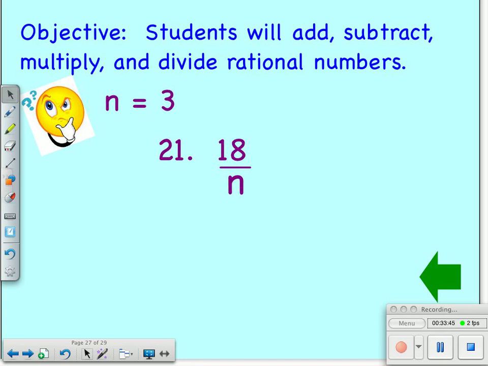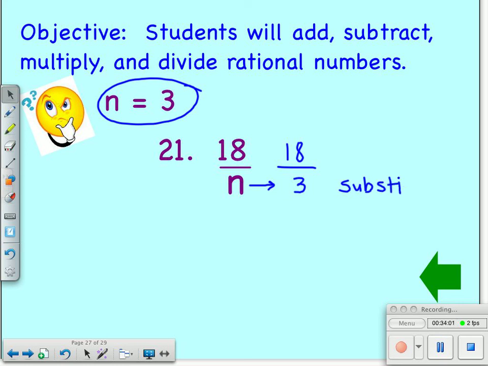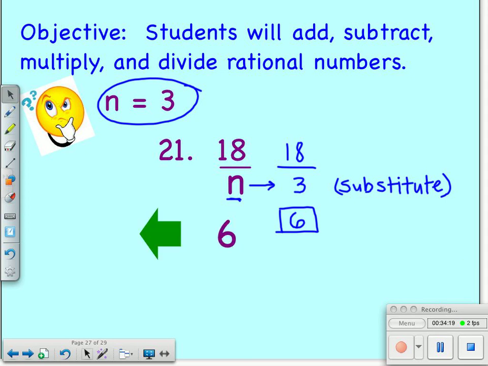18 divided by n. So 18 divided by, and here's where we substitute. Instead of n, what number do we write? Still 3. So this is where I substituted this time. You don't change the problem. You always substitute exactly where it tells you to, and the variable here is what tells you where to substitute. So 18 divided by 3 again is a math fact, 6. And we're correct. The answer is 6.